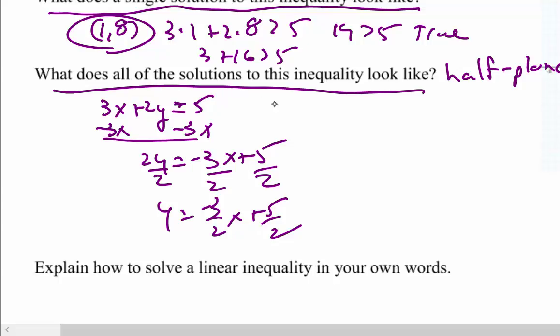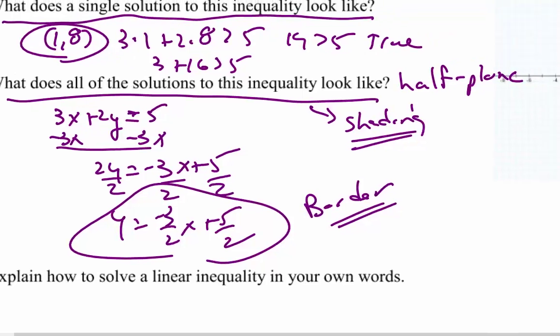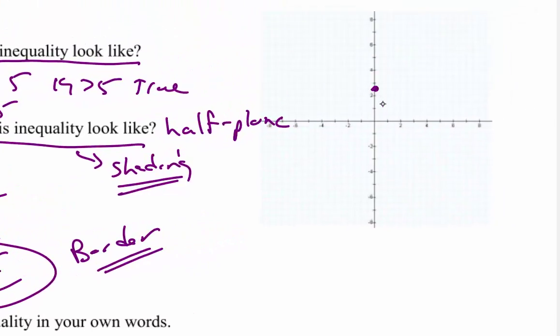So what do solutions to the inequality look like? Well, it's going to require some shading, just like on a number line. So this is the border. If I graph the y-intercept of 5 halves, so that's 2.5, and I do a slope of negative 3 halves, so if I go down 3 and over 2, I would get this line.